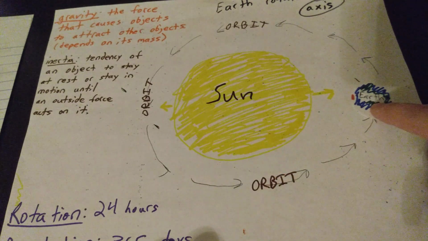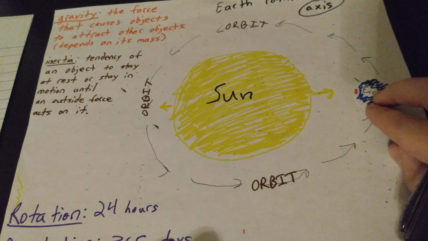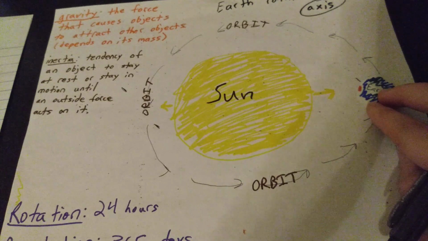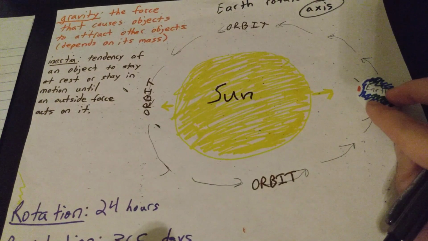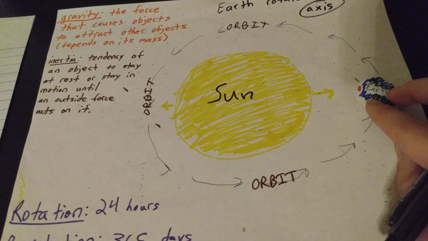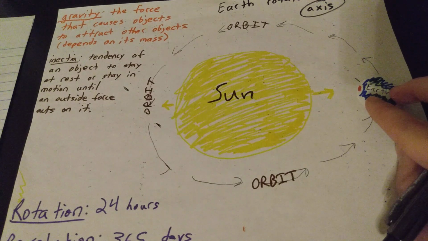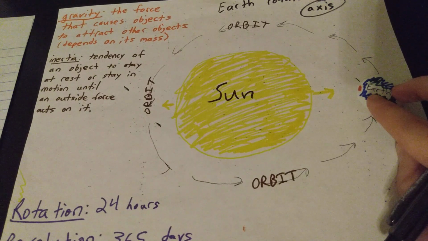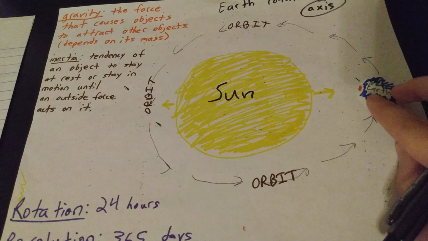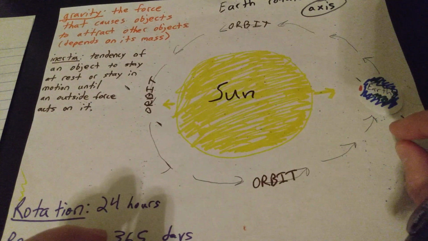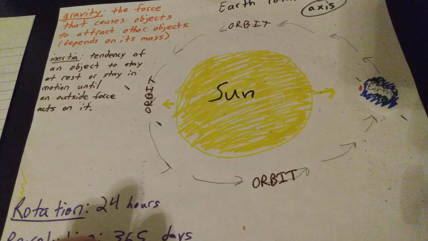Remember, inertia is that an object is going to stay in motion, and an object is going to stay at rest, unless some other force acts upon it. So an object is going to stay in motion unless something stops it, and an object is going to be at rest unless something puts it into motion. But again, that's why it's orbiting the sun.